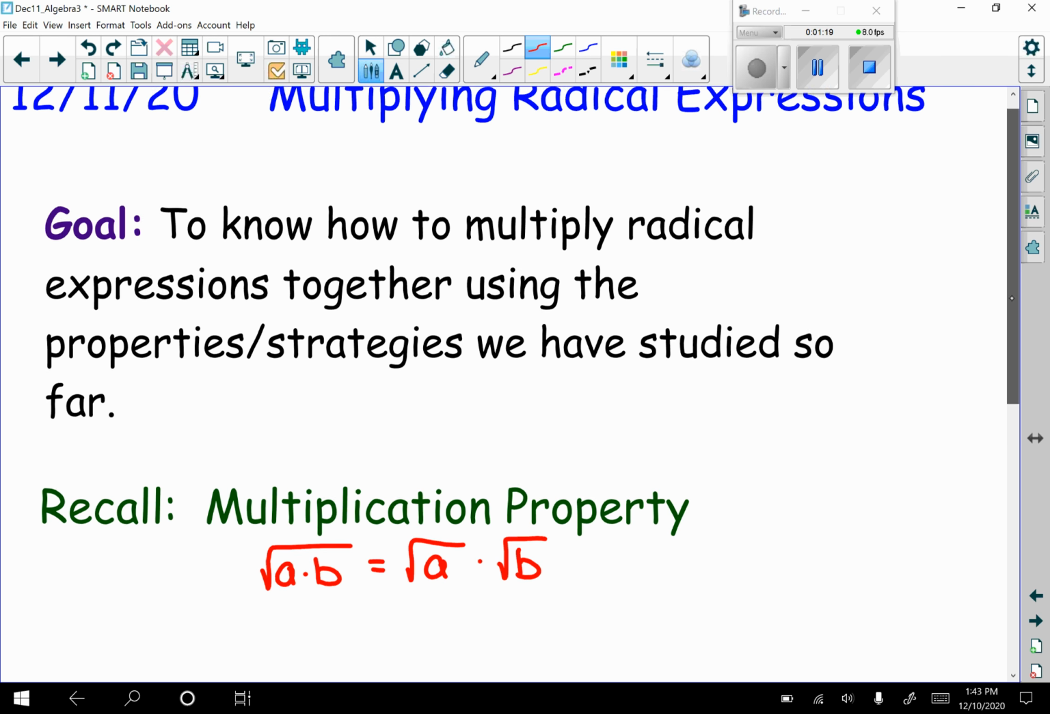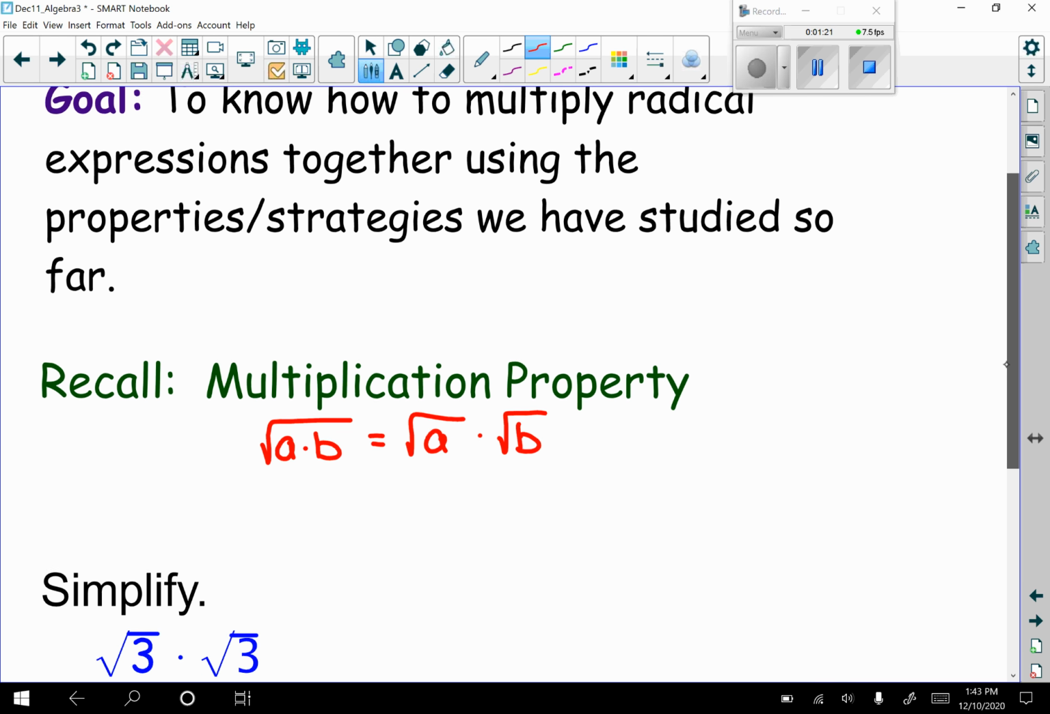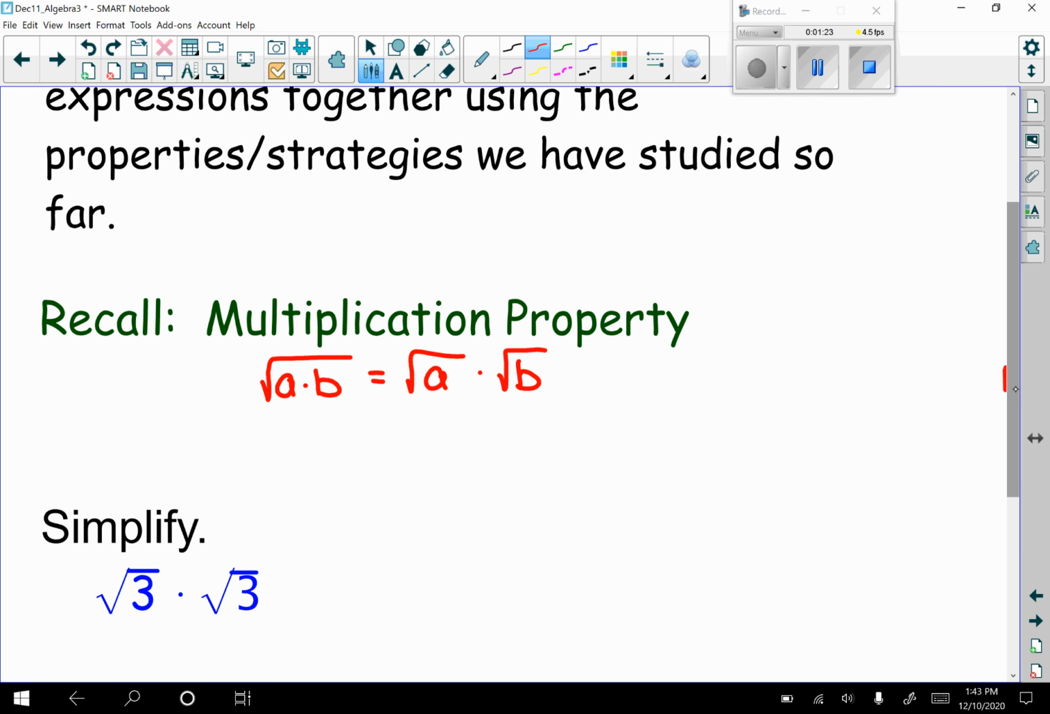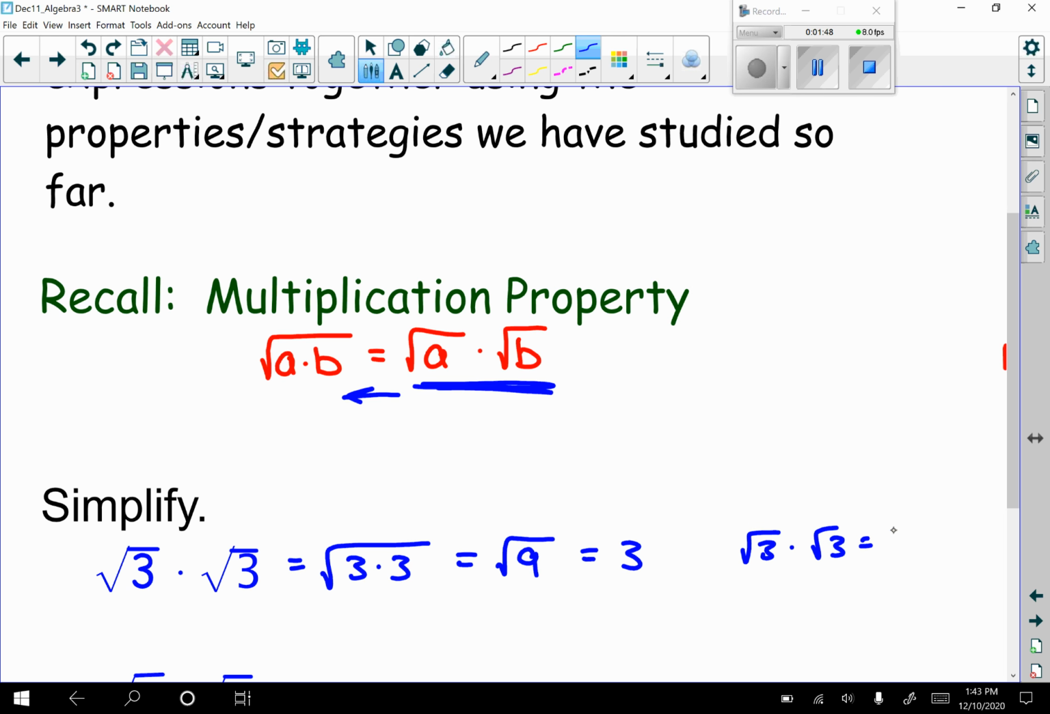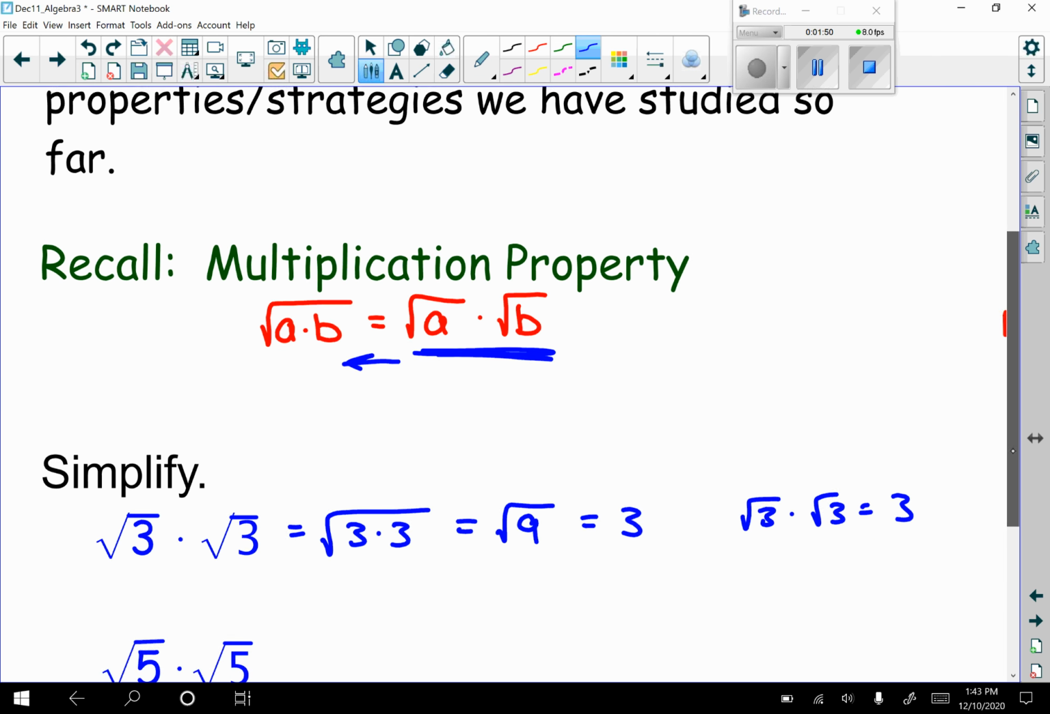Something else I want to take a look at is what we get when we multiply a radical by itself. If we have radical 3 times radical 3, I can rewrite it as the square root of 3 times 3, which becomes the square root of 9, and the square root of 9 is what? 3. So radical 3 times radical 3 will always just turn out to be 3.